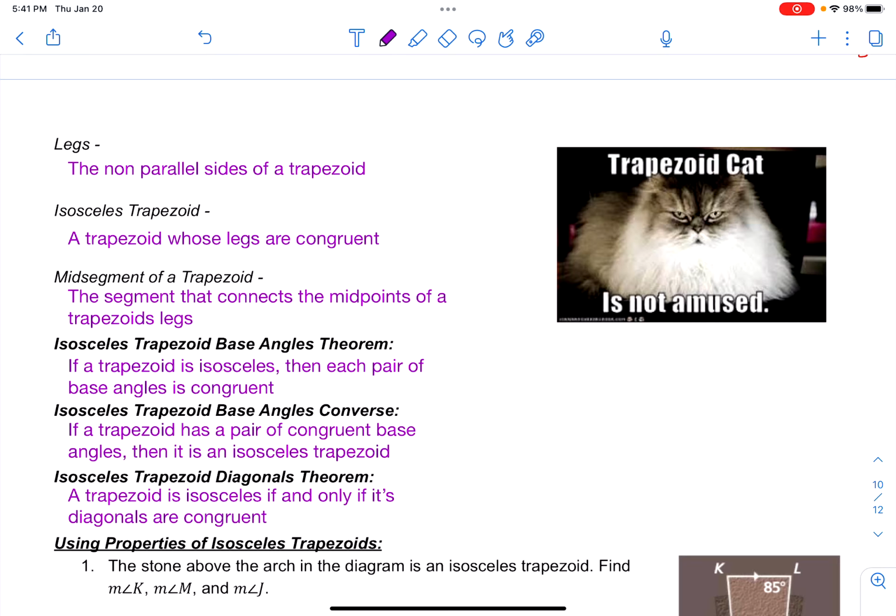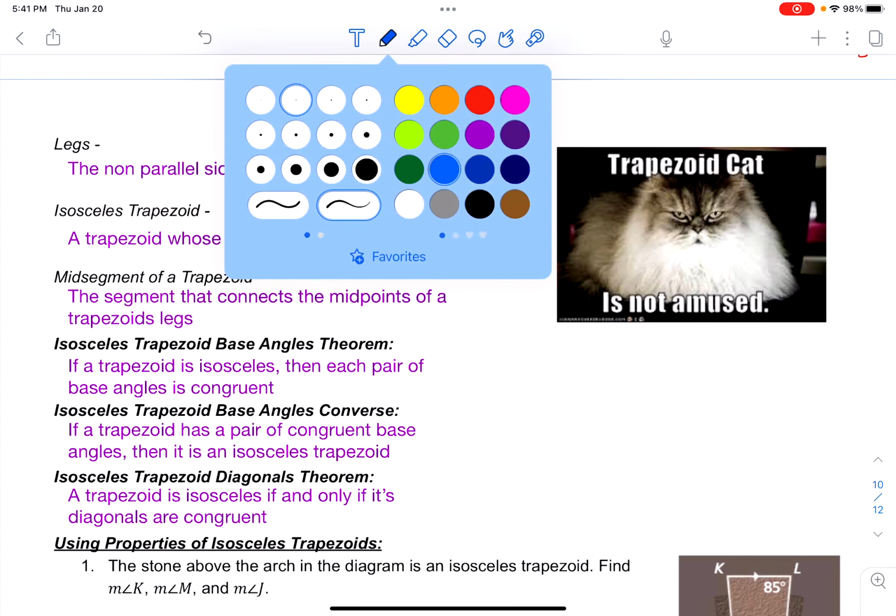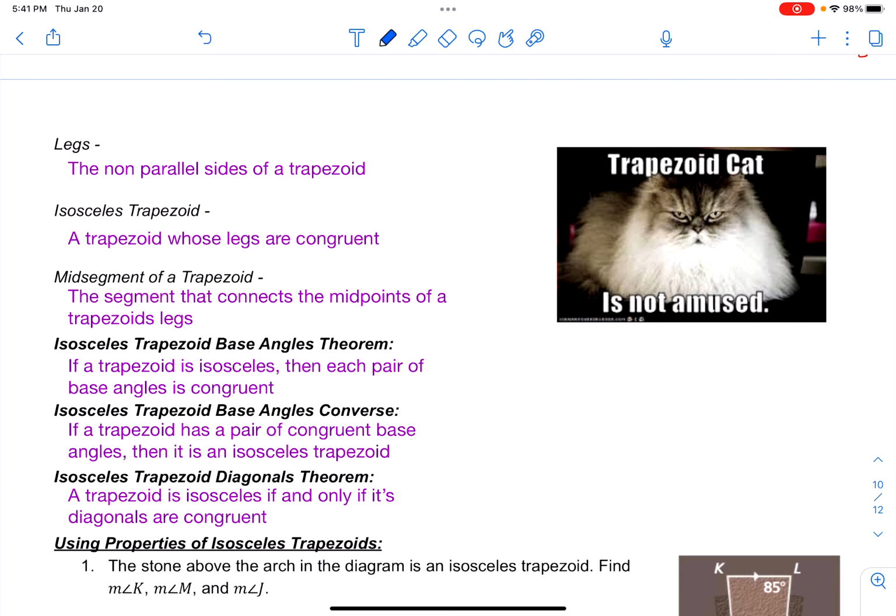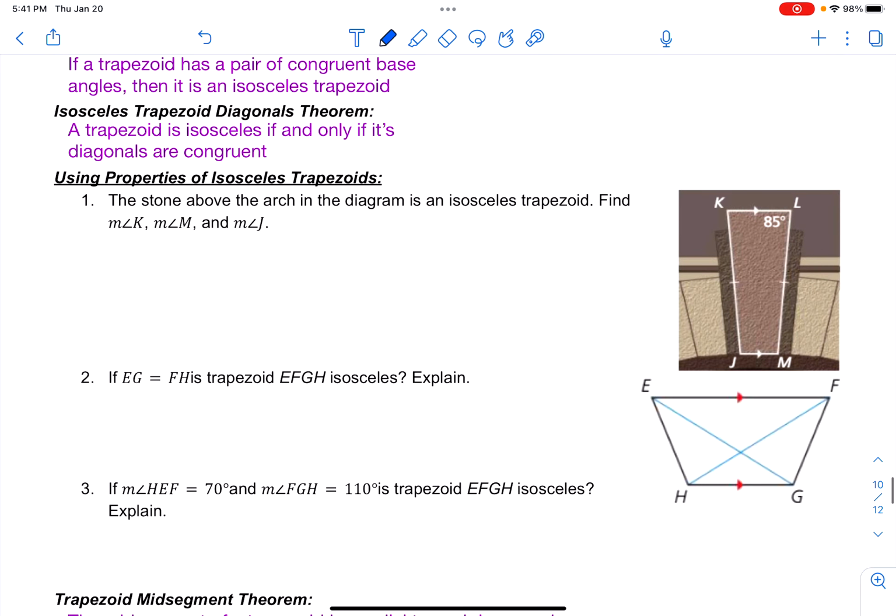Remember, you can always pause this so that you can copy down those definitions, but for purposes of the video, I'm just going to keep going and get into some examples. So using these properties that we just learned about, we are going to find the measure of some missing angles in this picture. It says the stone above the arch in the diagram is an isosceles trapezoid. Find the measures of angle K, M, and J.